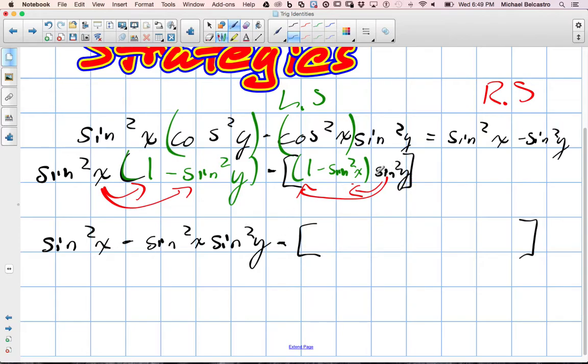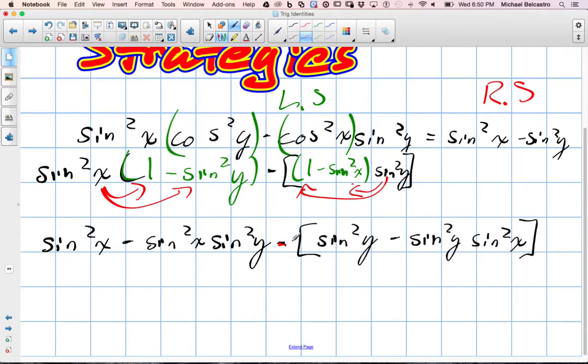So sine squared y times 1 will become sine squared y. Okay, subtract, and same idea again. Because the variables are different, we can't simplify it, so we're just going to write sine squared y times sine squared x. Okay, so there's still one more step here.